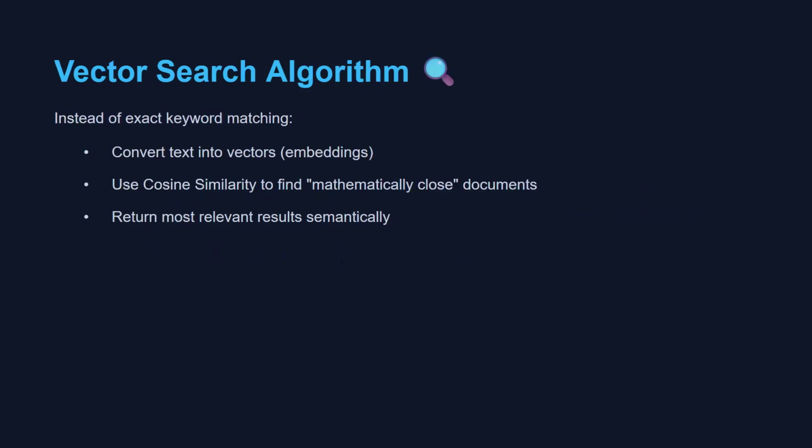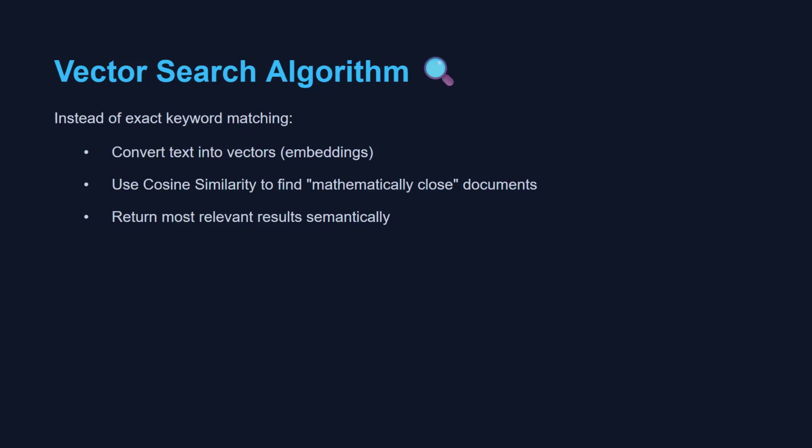Now, if we want to understand what is within RAG, the very first component is the vector search algorithm, or you can also call it similarity search. Instead of searching for exact words like Google used to do in early versions, in the late 90s and early 2000s, whatever keywords you provided, it only tried to find those keywords.